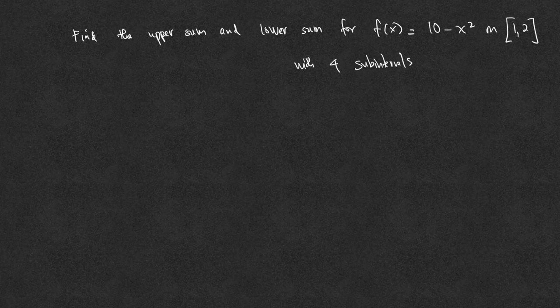Find the upper sum and the lower sum for f of x equals 10 minus x squared on the interval 1, 2 with 4 subintervals. A picture would help in this case.